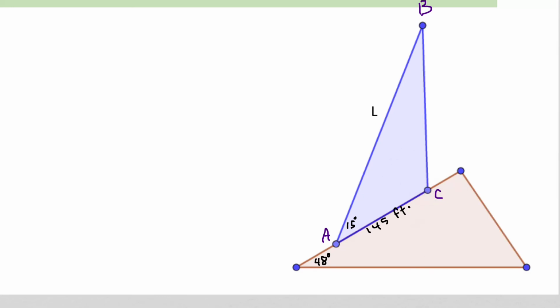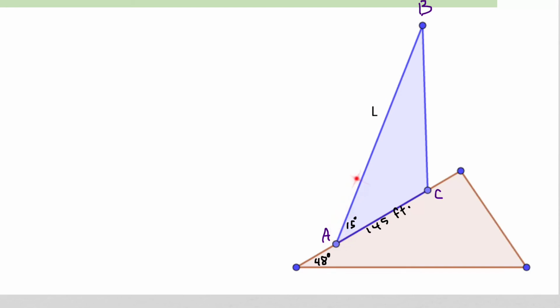All right, so I'm given these angles right here. This angle is 48 degrees. This angle is 15 degrees. And the dimension between this point and this point is 145 feet. I'm calling these 3 points on the purple triangle A, C, B, and I'm looking for this side L. So I've got to come up with a strategy.